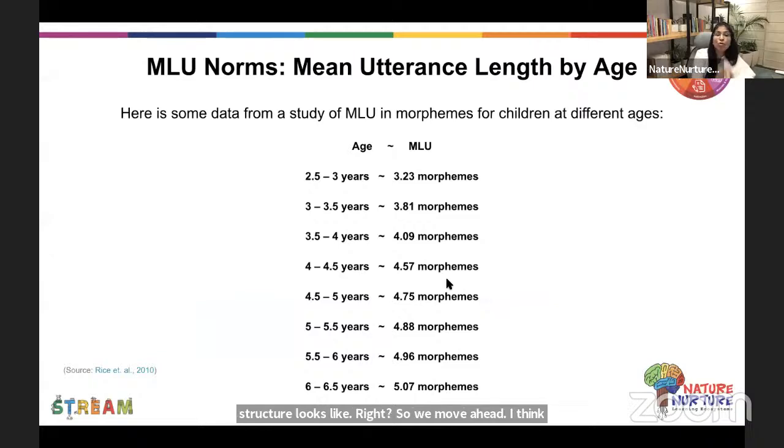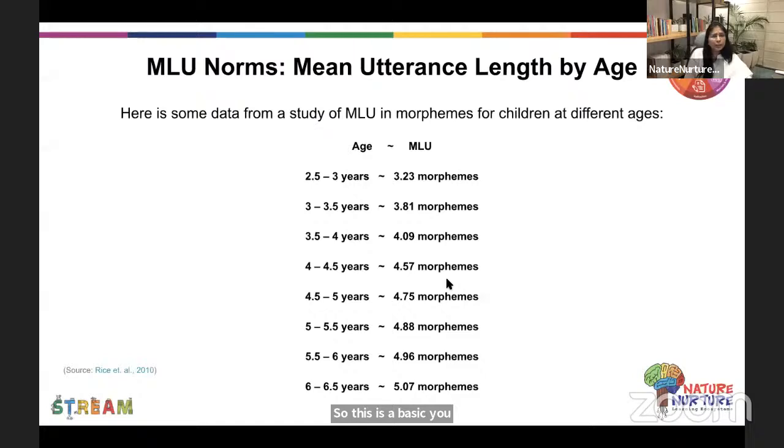So this is the norm, mean utterance length by age. Maybe your child who's in NNLP 2, maybe 3.23, a child who's around 4, 3.81, and they will keep oscillating because every child is unique, right? They come from different backgrounds. So this is a basic mean utterance length.